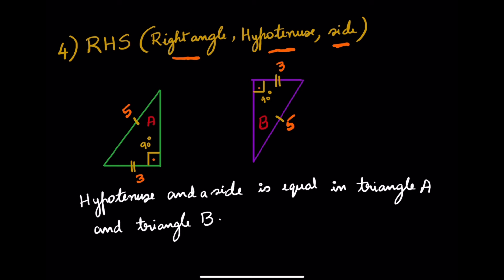Now this satisfies the RHS criteria, and we can call triangle A and triangle B congruent to each other. I would call this the most important one in trigonometry, because we mostly deal with right angles throughout the learning of the trigonometric functions.